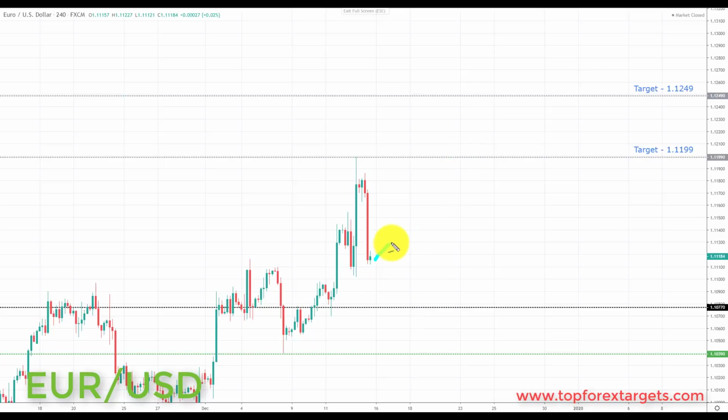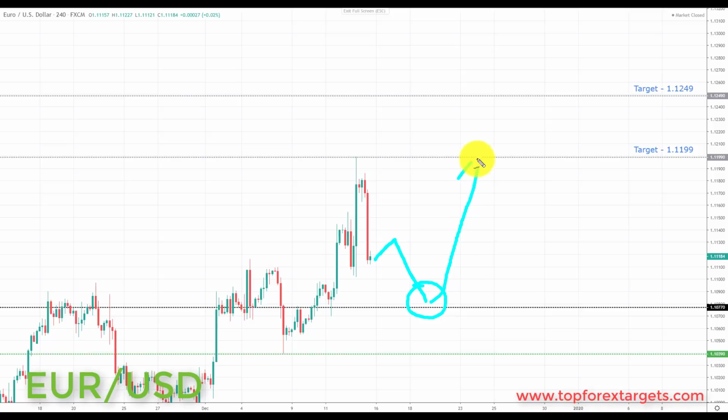So if we can get a pullback, and any pullback in this area would be great, but preferably as always to get the better risk to reward setups, if we can come back and retest broken resistance, turning support at the 1.10770. This is going to be a great place next week to start to look for those bullish formations and patterns.